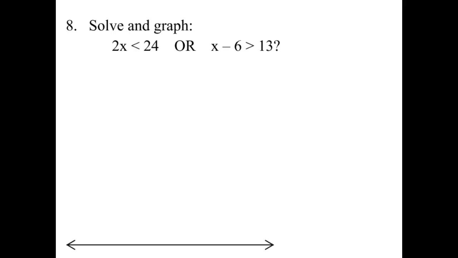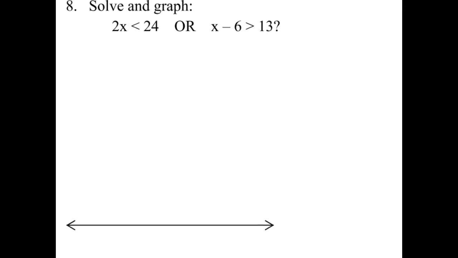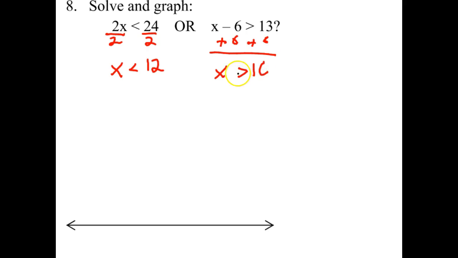This is kind of like the opposite. As far as the graph goes, instead of being connected, they're going in different directions. So if we solve both of these, 24 divided by 2 is 12, half of 24. Add 6 here, we get 19. 19, that's 16. There we go. Both open circles. Okay. We'll put those 2 here.